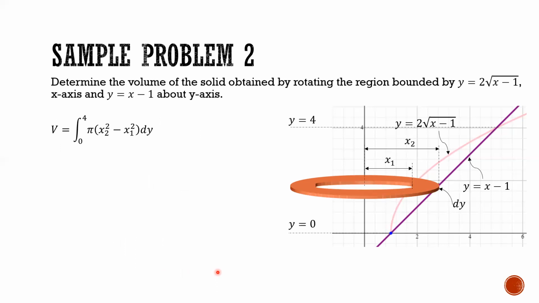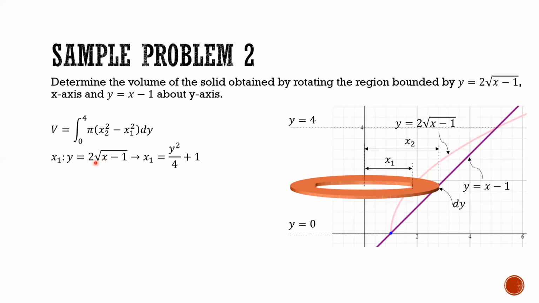finally, prior to our integration process, we will need to replace all of the variables x2 and x1 in terms of y because we are integrating with respect to y. Note that x1 is represented by the pink curve, which is the parabolic curve. So x1 will be this particular x. From the given equation of the parabola, we just need to algebraically isolate x.